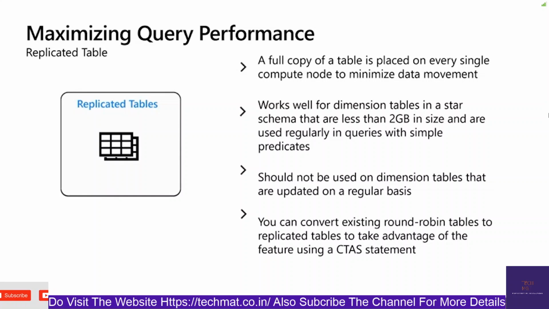We recommend to use that with the tables which are less than 2 gigabytes in size, and which are used very regularly in queries, especially in queries with simple predicates. Also, you can convert the existing round-robin tables to replicated tables. Then you can use task statements, because task statements are much more efficient on the replicated tables.